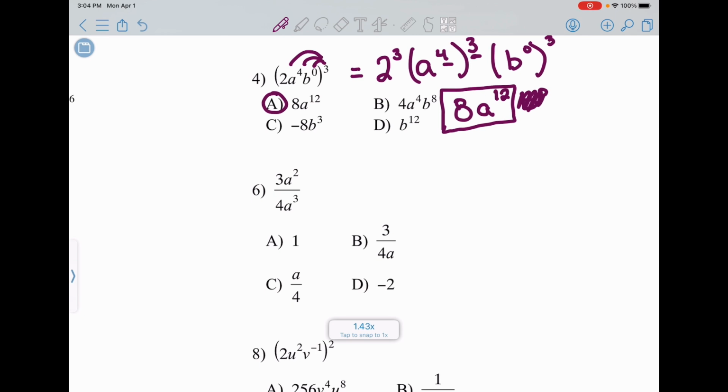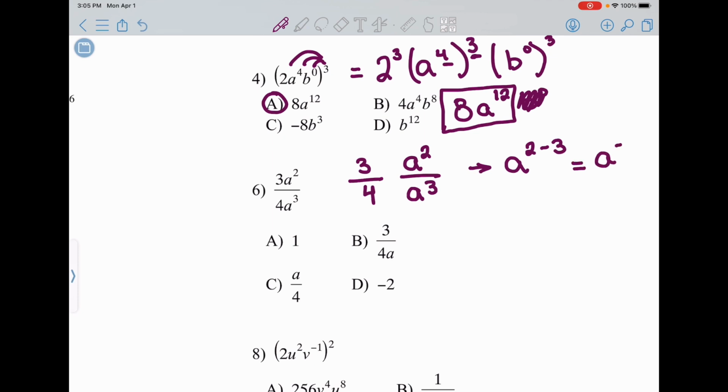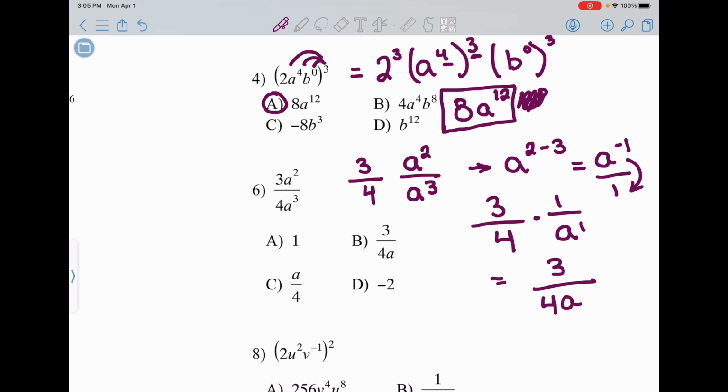Moving on to number 6, we have 3a squared divided by 4a to the power of 3. I'm going to treat the 3 over 4 separate from the a's. And when we divide with exponents, we subtract them. So this is going to lead to 2 minus 3, which is negative 1. And remember, in order to get rid of a negative exponent, we put it in our denominator. So I will have that 3 over 4, and I will have 1 over a to the power of 1. When I combine those, I'll be left with 3 over 4 times a.